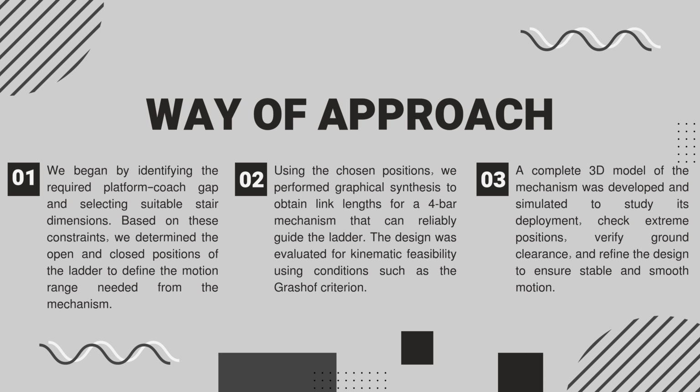Let us now discuss the approach we have taken. We began by making practical assumptions regarding the distance between the platform and the train, as well as the overall dimensions required for the staircase. Based on these assumptions, we defined the open and closed configurations of the ladder system. After establishing these boundary positions, we used graphical synthesis techniques to determine the appropriate link proportions for a four-bar mechanism. This was followed by detailed modeling and motion simulation in SolidWorks to validate the feasibility and performance of our design.